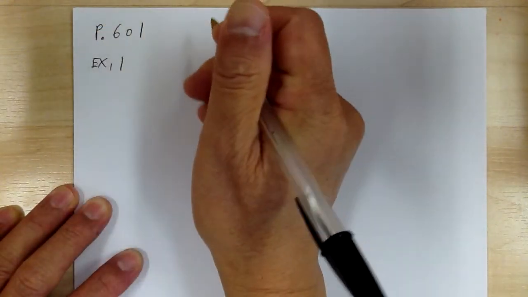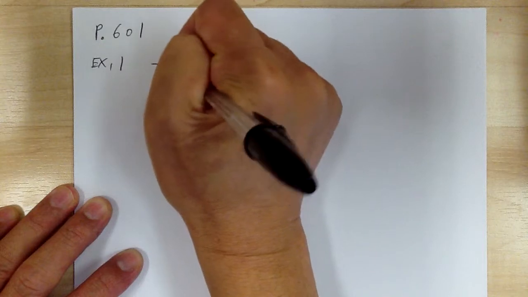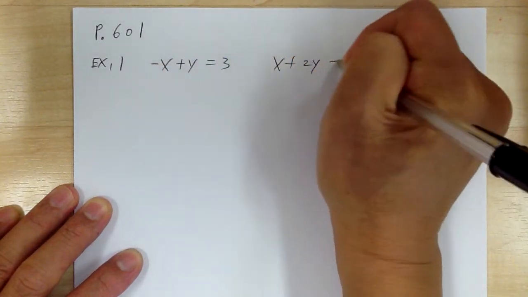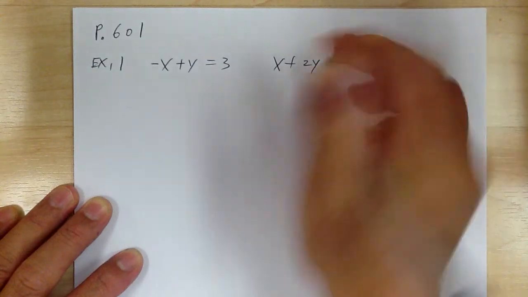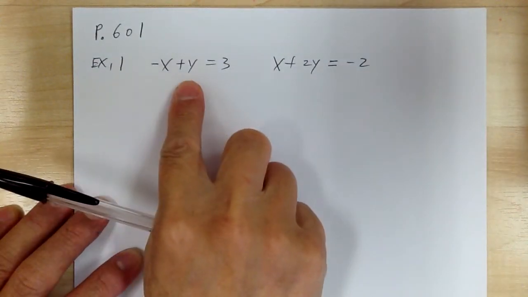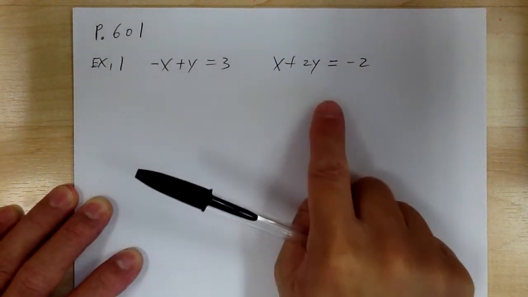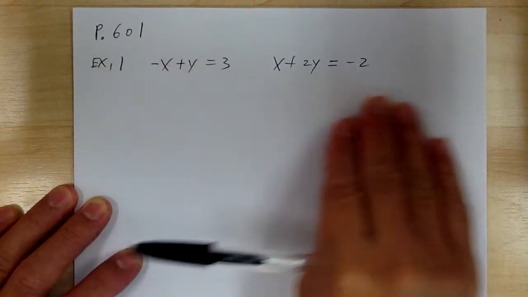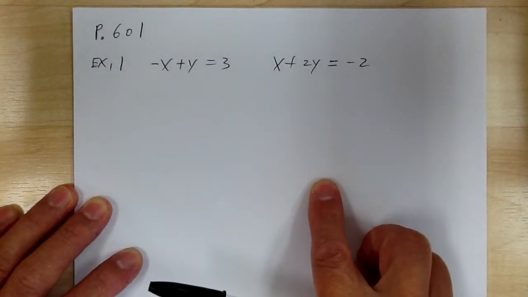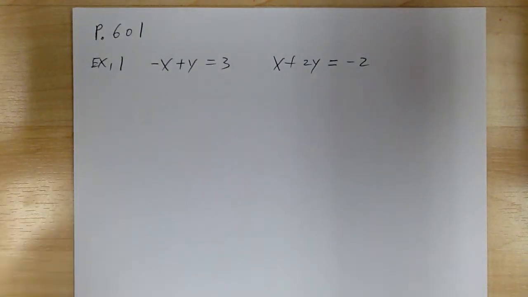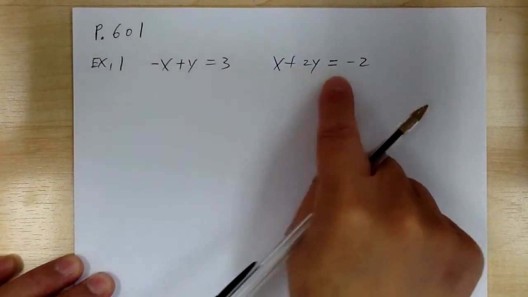So example 1: you have negative x plus y equal to 3, and x plus 2y equal to negative 2. Notice you've got x and y now, two variables. Because you have two variables, you need two equations to solve. When you have multiple equations, you write all the equations side by side, so you've got room to work underneath. If you put the equations down here, they're going to run into each other, get all scrambled up, and you're going to get confused. So always write your equations side by side.